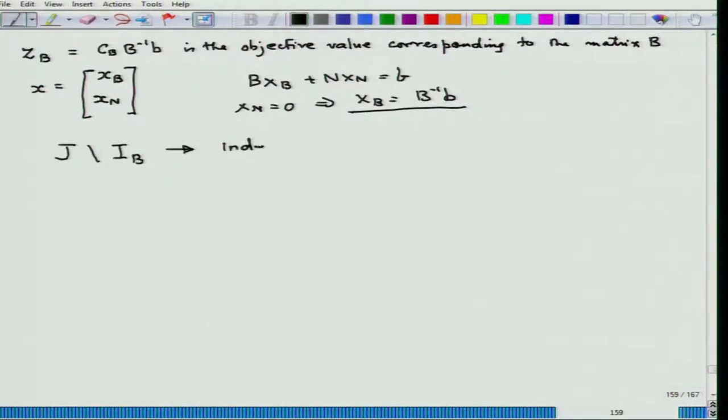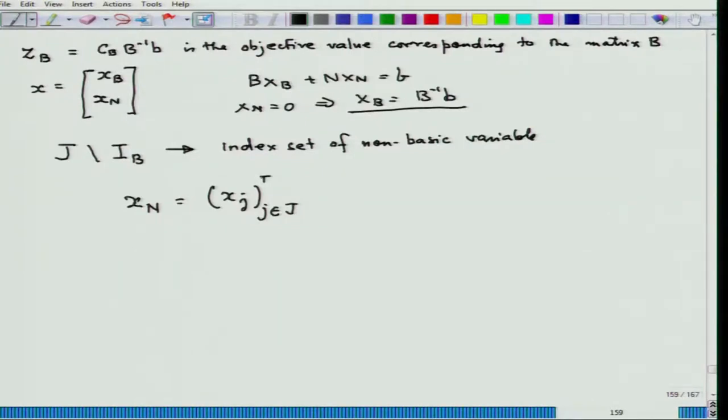This is of course a notation for the index set of non-basic variables. In the example given on the previous page, the non-basic variable was x 2. So, this J consisted of just 2 in the last case. So, x n can actually be written as x j in short form, where j belongs to J minus I b. So, these are many ways to write obviously simple looking things. But certain notations are important for the simplex method.